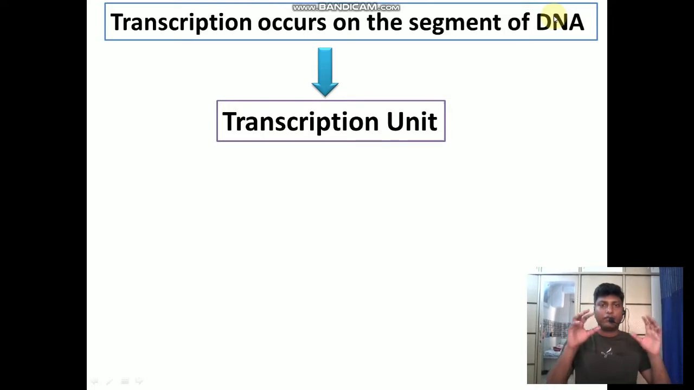That means from DNA, RNA is going to be formed. Correct? So DNA is how many stranded? We all know it is a double stranded structure. And that segment of DNA which is actually going to form the RNA can be called the transcription unit. Now let me show you the picture of it.